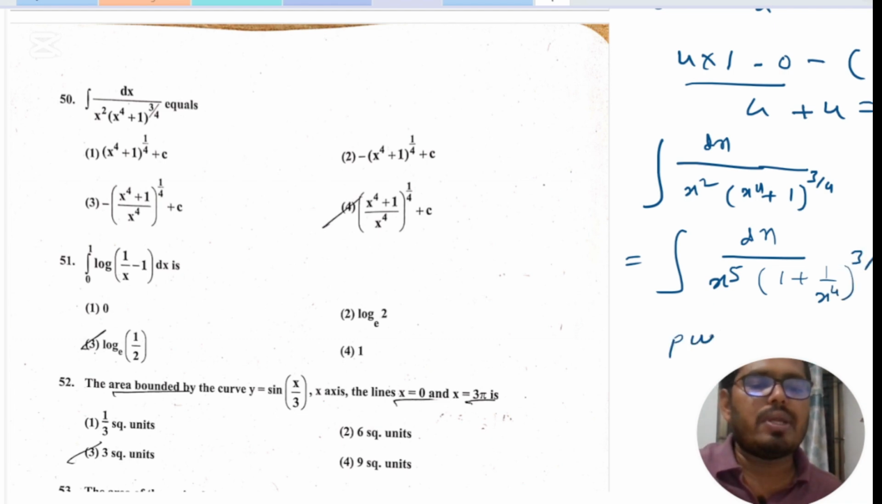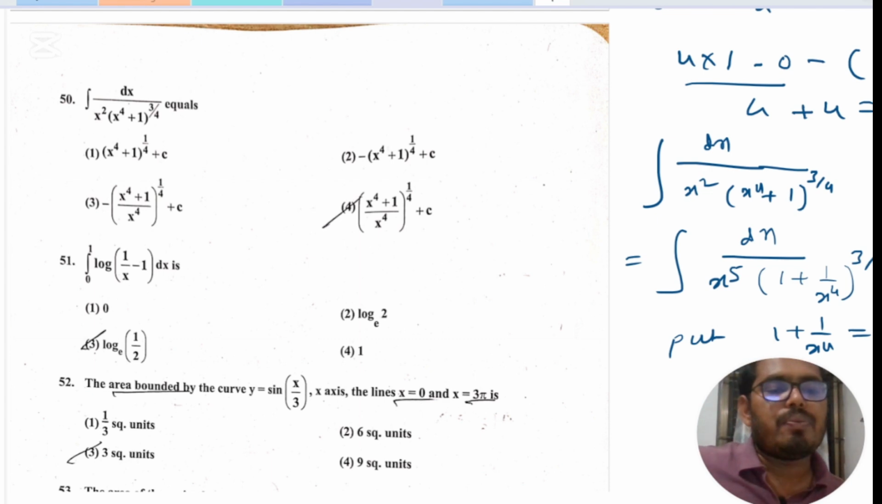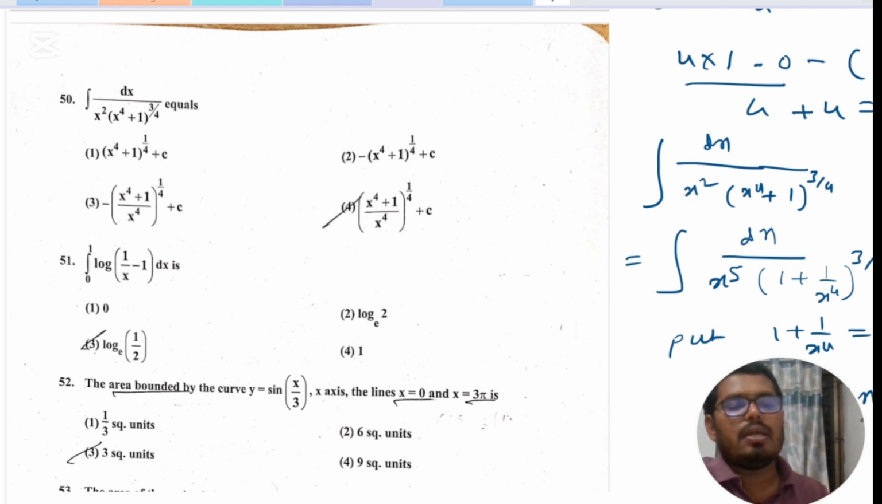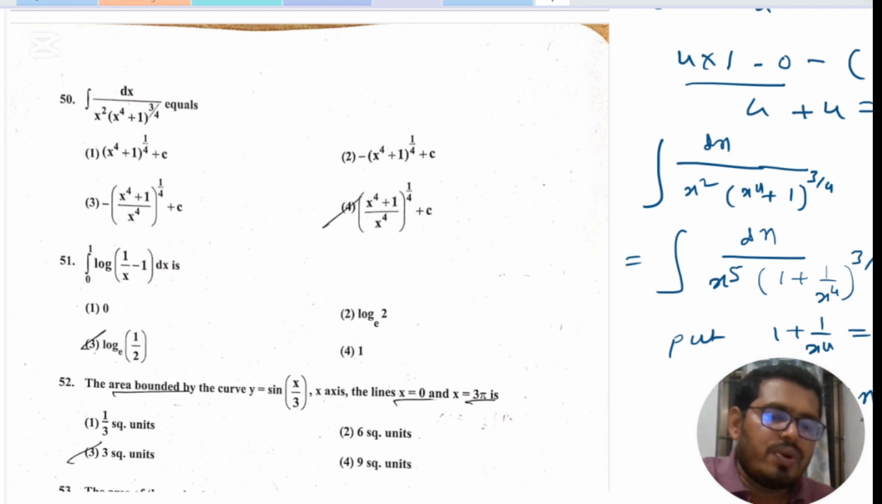Okay, then now put 1 plus 1 by x raised to 4 equal to t, then its derivative is equal to minus 4 divided by x raised to 5 dx is equal to dt. Okay, it is the derivative of 1 plus x raised to minus 4, it is minus 4 x raised to minus 5 dx equal to dt. Then dx by x raised to 5 is dt by minus 4. Okay, then substitute here, we get the answer.